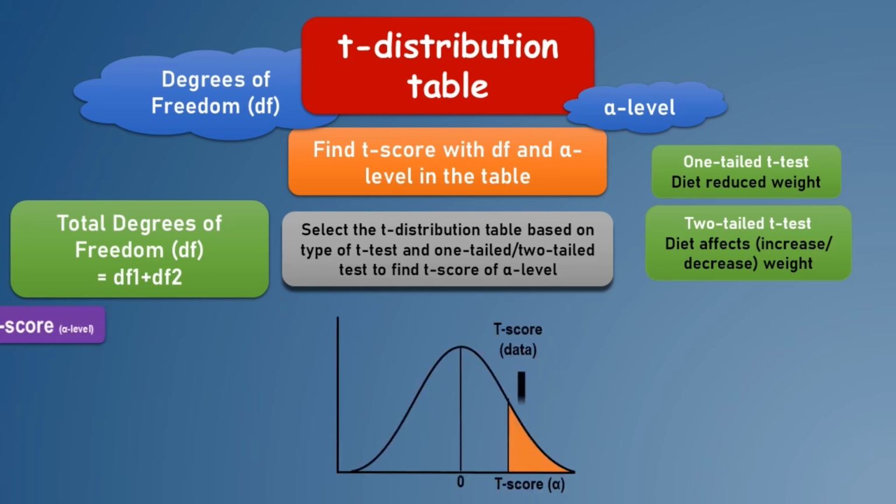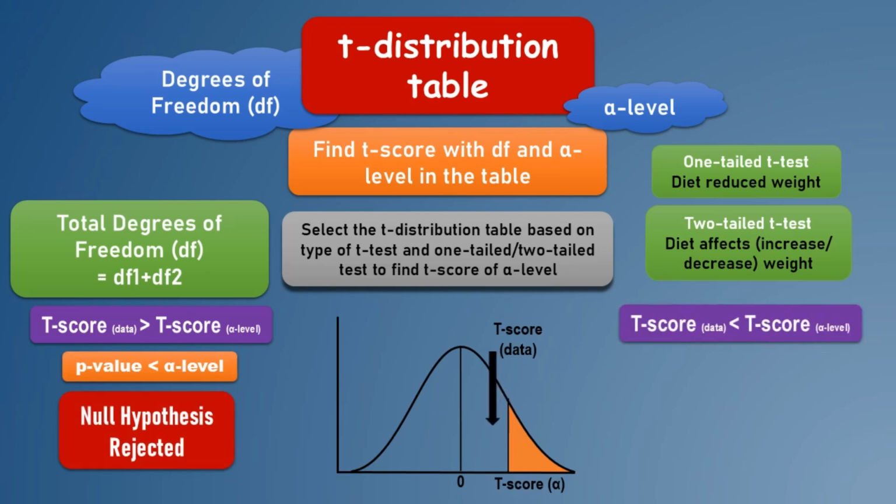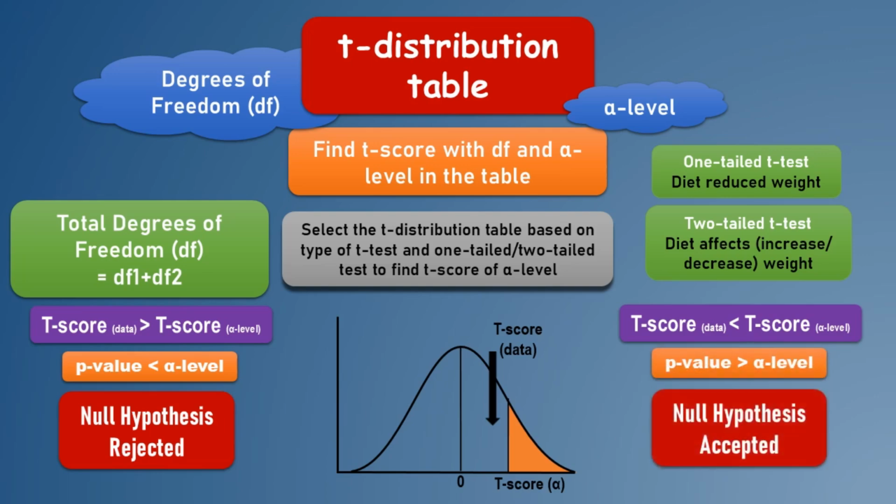Now, if the t-score of my data is greater than the t-score corresponding to the alpha level, then it would mean that the p-value will be less than the alpha level. That is, the probability of getting the data if the null hypothesis is true is very low, and therefore the null hypothesis will be rejected. And if the t-score of my data is less than the t-score corresponding to the alpha level, then it would mean that the p-value will be greater than the alpha level and therefore the null hypothesis will be accepted. Now I'm going to explain further about t-test in the next video.